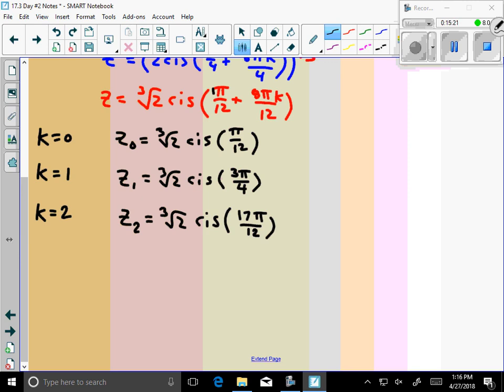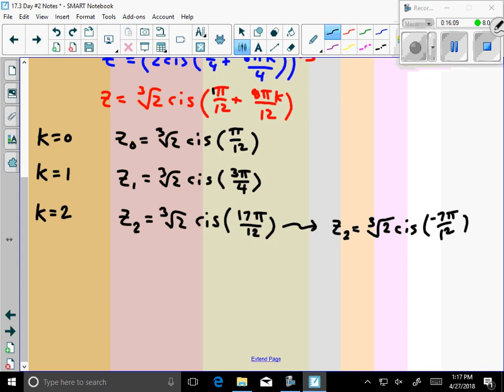Now, typical language for this, and I'm not going to mark it off, but as you get up in levels and you get to HL2, this is going to be required: that your argument here is between negative pi and pi. Both of these are between 0 and pi, so they're good, but this one wouldn't be. What would 2 pi look like with 12 in the denominator? It'd be 24 pi over 12, so this would be negative 7 pi over 12. So it's not a requirement that you have that, but that would be a requirement later on. Okay, so there's your three roots.